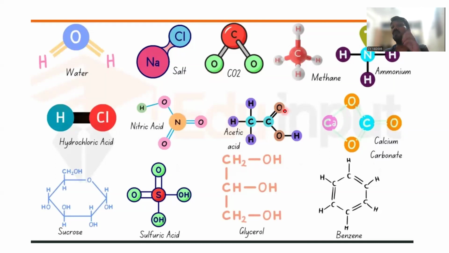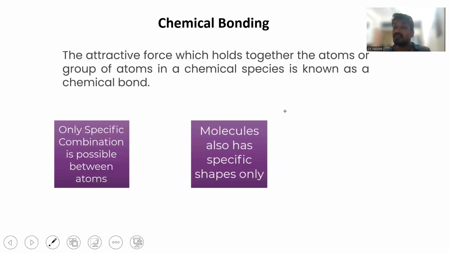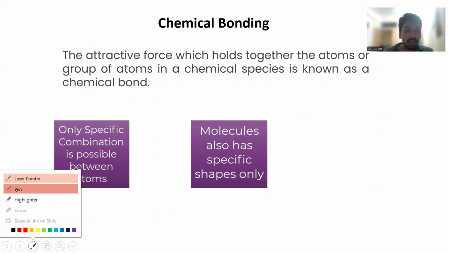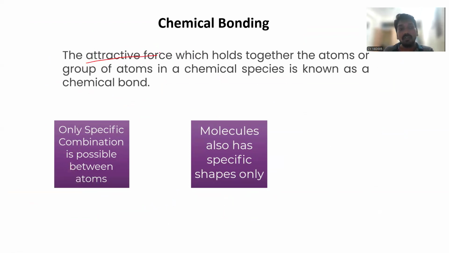Bond formation is very much essential because even in our body, various chemicals, various organic and inorganic materials and compounds present inside our body, result from bond formation. Now we are going to learn more about this. What is chemical bonding? As we already discussed, it is an attractive force. Let me change this to pen. The attractive force which holds together the atoms or group of atoms in a chemical species is known as a chemical bond.